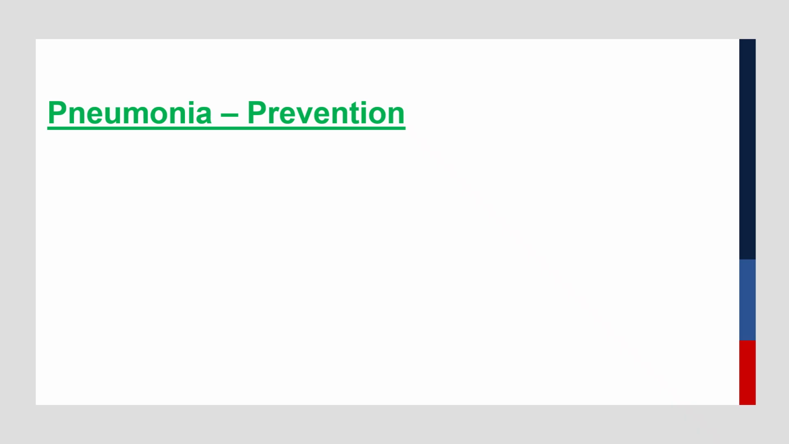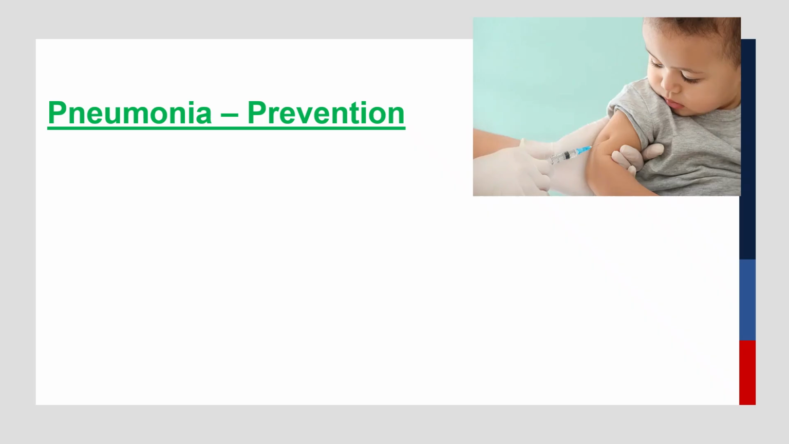How can you prevent pneumonia? Remember, prevention is better than cure. So how can you prevent pneumonia is by giving the child vaccination. As you know, vaccination is given to all children according to your country guidelines. The 2 vaccines that are given to children, one is pneumococcal vaccine, the other is Hib vaccine, which is Haemophilus influenzae vaccine. They prevent pneumonia in children.